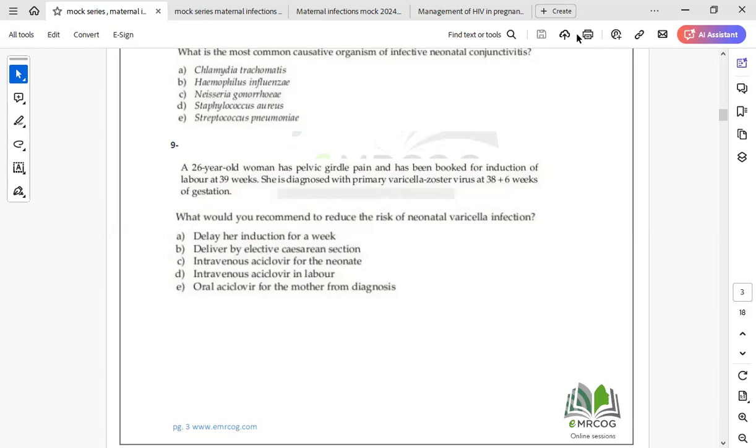But the safest choice now that would really reduce the risk of neonatal varicella infection is to delay the induction for a week. If by any means she got spontaneous labor, what are you going to do? What would be your best next action?